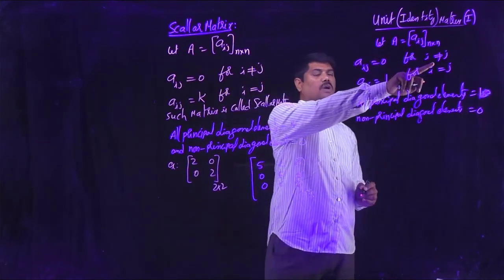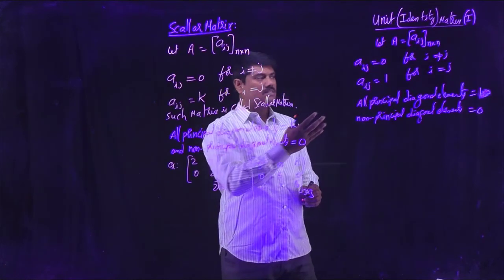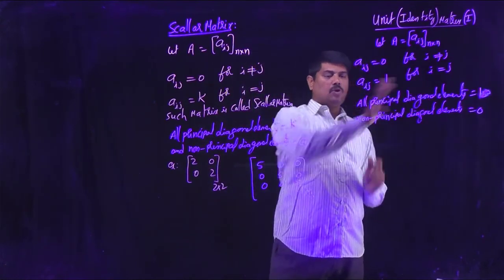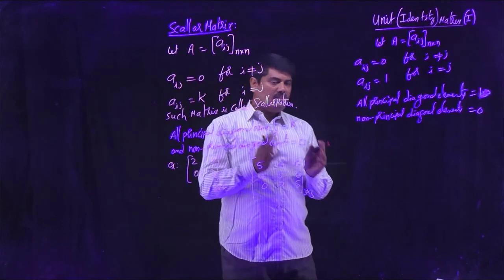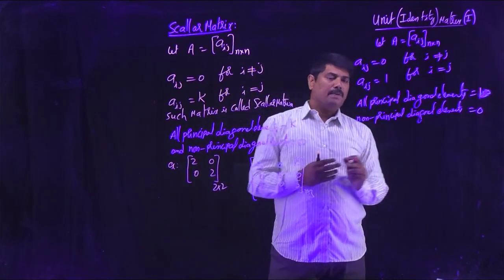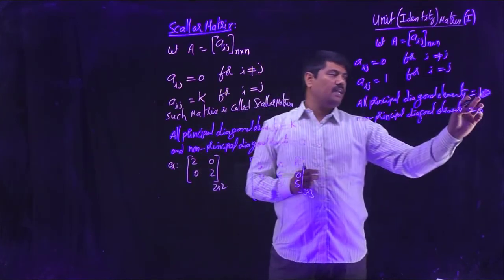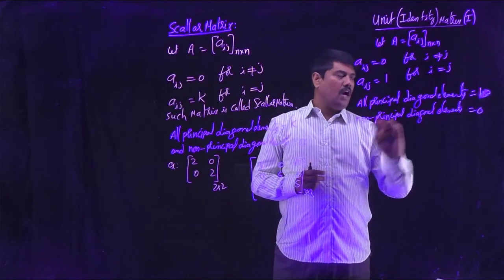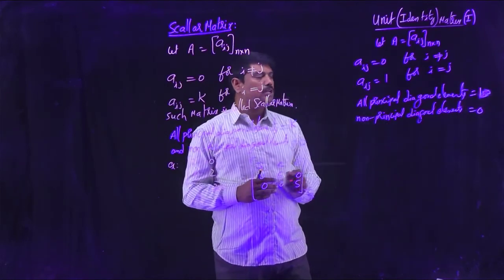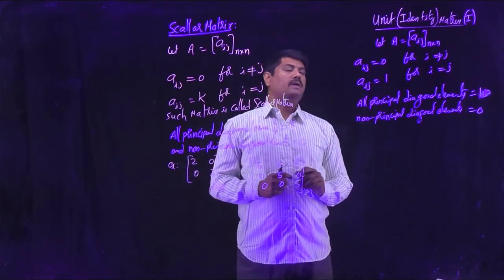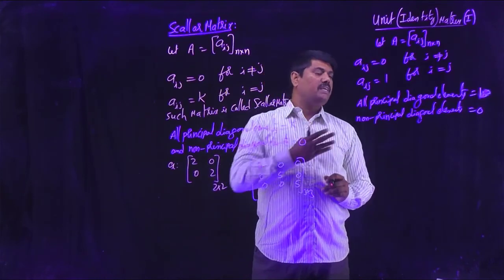i not equal to j means non-diagonal elements. i equal to j, where row number and column number are equal, means those are principal diagonal elements. All principal diagonal elements are equal to 1 and non-principal diagonal elements are equal to 0. Such a square matrix is called a unit or identity matrix.